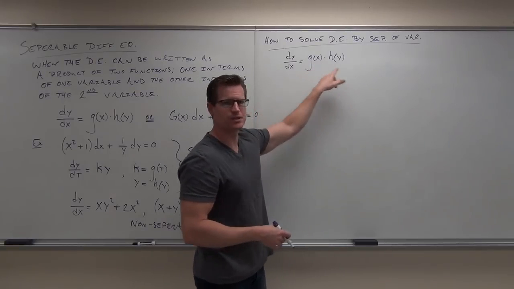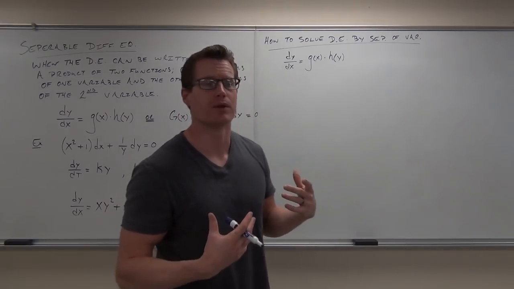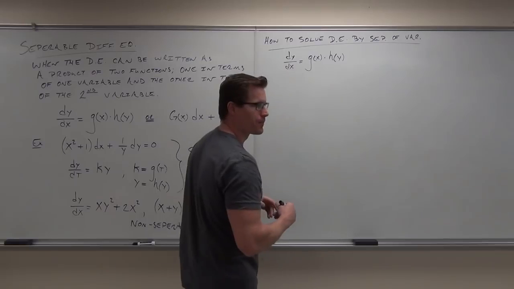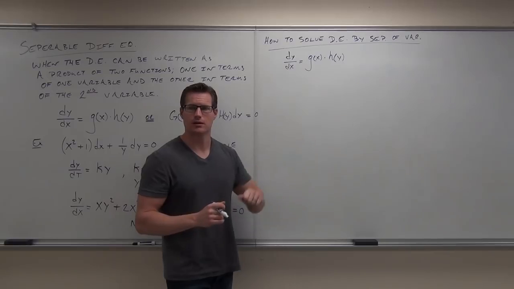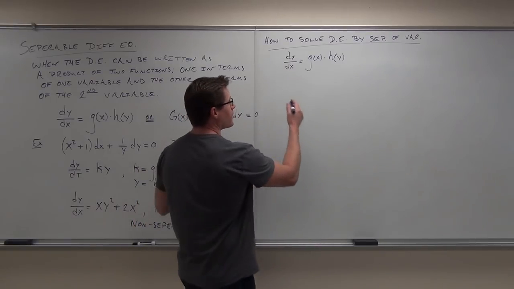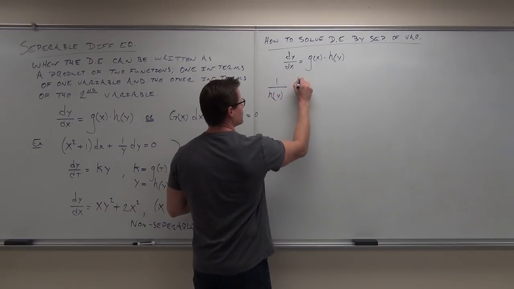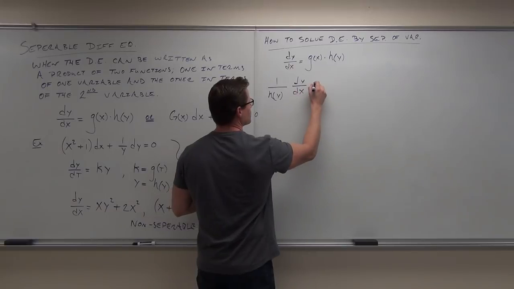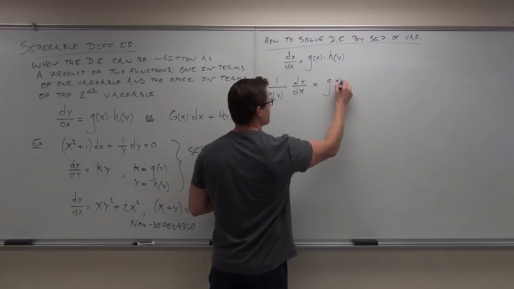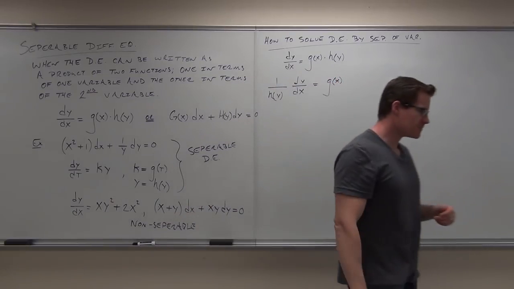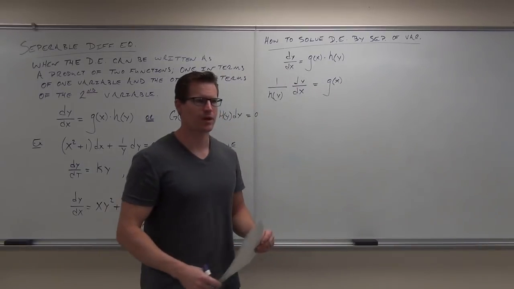How would I move these things around? What would I need to do to get all my x's on the right-hand side and all my y's on the left-hand side? Let's just divide by what? I want my x's on my right-hand side. Divide by h of y. Sure, so if I divide this, I would get 1 over h of y dy dx equals g of x. We okay with that one?